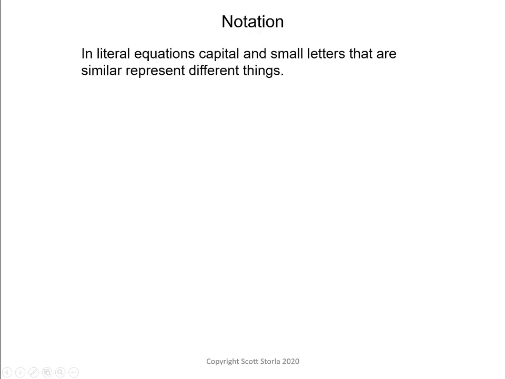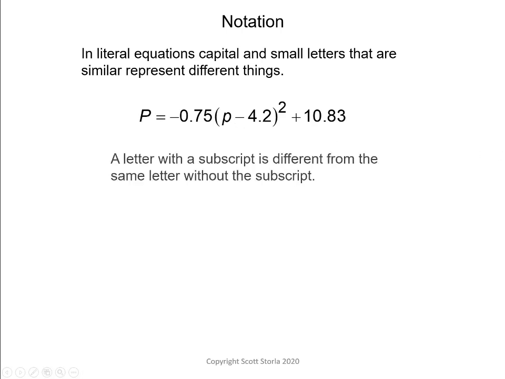Now there are some notation issues for literal expressions and literal equations. The first is that capital letters and small letters stand for different things. For instance, here the profit and the price are related, and we've used the letter P for both because they both start with the letter P. But the capital P stands in this case for profit and the lowercase for price. And so again, even though the letters are the same, uppercase and lowercase stand for different things.